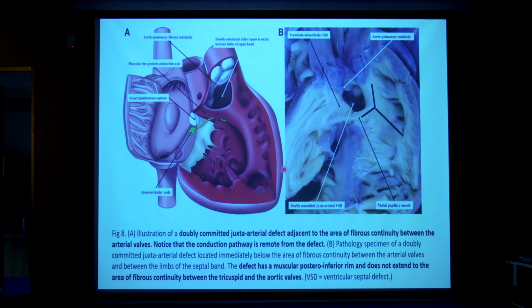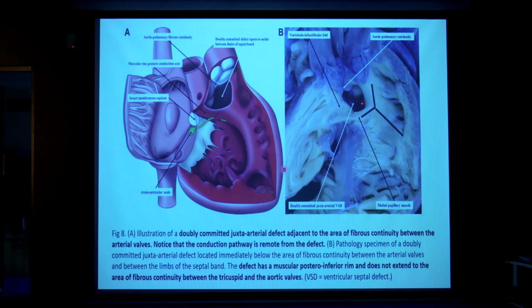This is one of the diagrams showing the doubly committed VSD. You can see the pulmonary valve there, the aortic valve here, and between the two there is a good muscular margin, and that is the septal papillary muscle, the medial papillary muscle. So the risk of injury is quite less because there is a muscle bundle separating the aortic valve from the tricuspid valve. So this actually protects the bundle.